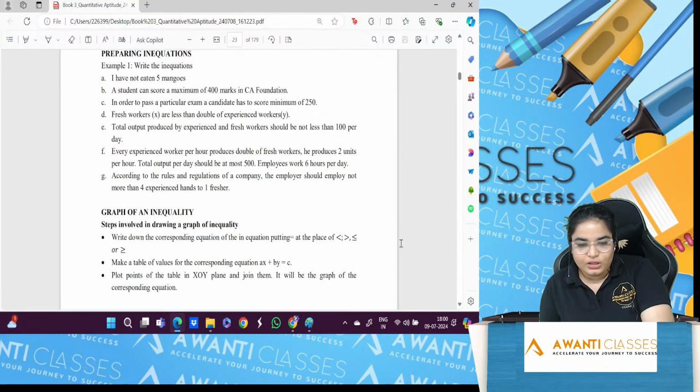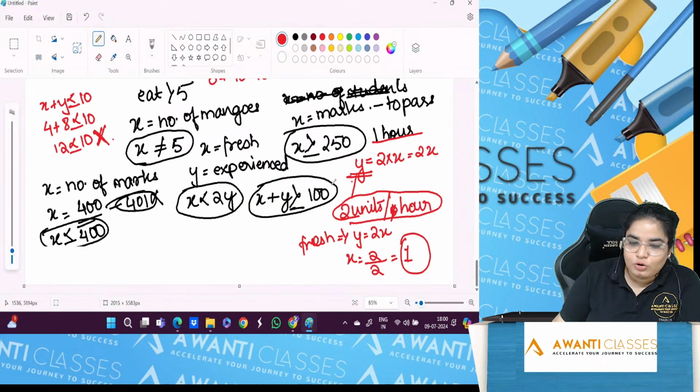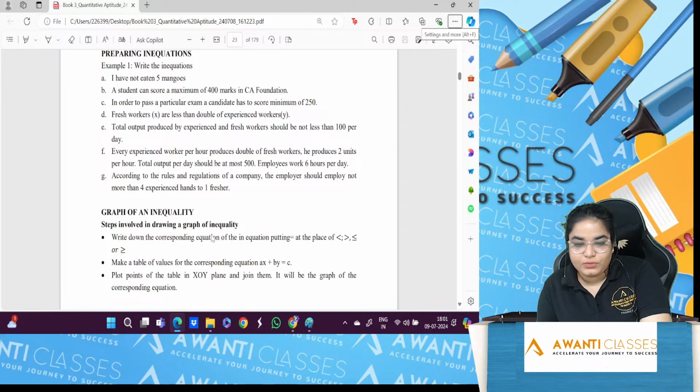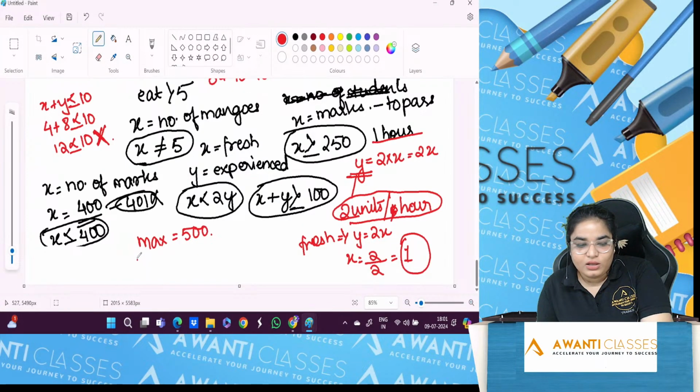Yes or no? Now what did they say? Total output should be at most 500. So minimum output was 100 units. Maximum output should be 500 units. Employees will work 6 hours a day.